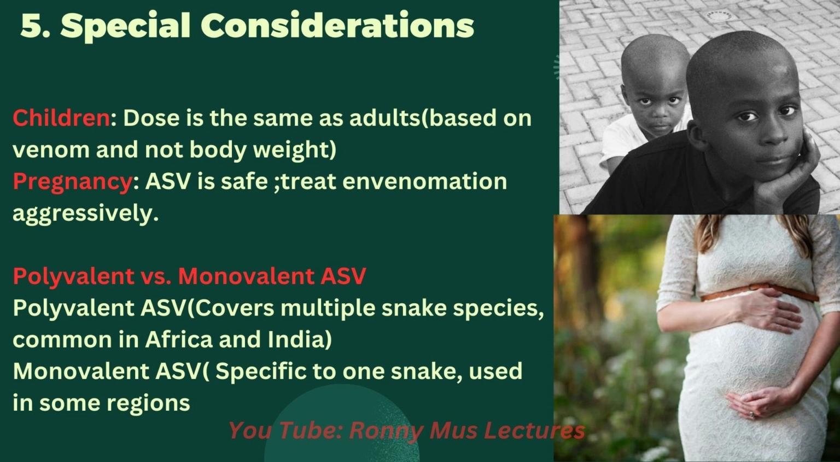Then when it comes to the types of ASVs that you have, polyvalent versus monovalent ASV. For polyvalent ASV, that one covers multiple snake species, which are common in Africa and India. But for the monovalent ASV, that one is specific to one snake, and it is used in some regions.